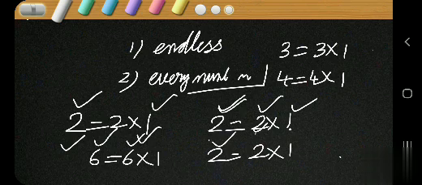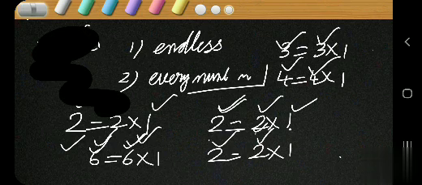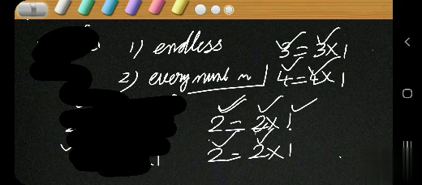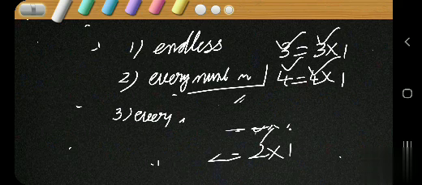That means 2 is a multiple of 2, 3 is a multiple of 3, 4 is a multiple of 4, 6 is a multiple of 6. 5 can be written as 5 into 1, which means 5 is a multiple of 5. So we have got our third property. What is it? Every number is a multiple of itself. That is the third property.